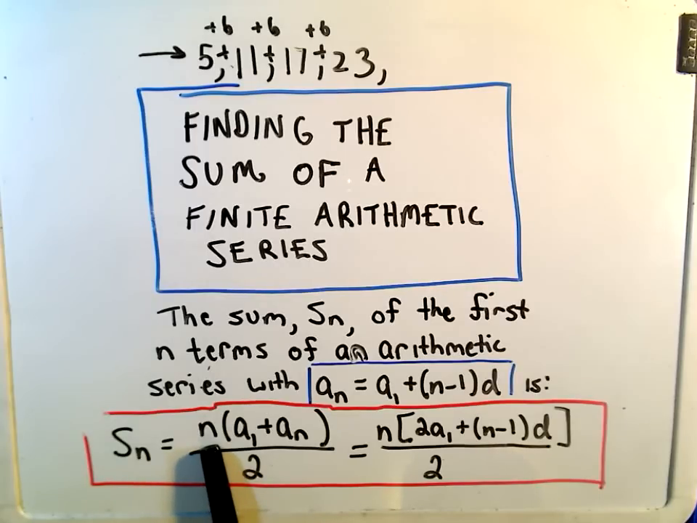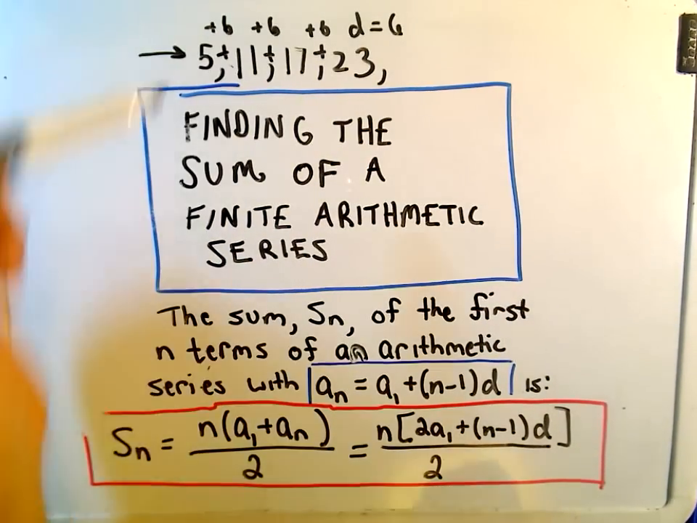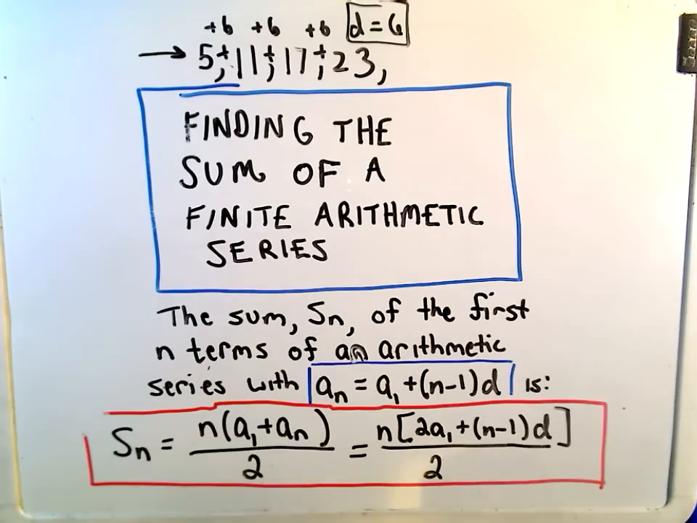We take the number of terms n, we multiply that by the first term plus the last term, and then we divide that by 2. Or equivalently, we can take the number of terms, then in brackets 2 times the first term plus n minus 1 times d. d again is the common difference. So here our d value is 6, because that's what I'm adding to get to the next term. And then again we divide that by 2.